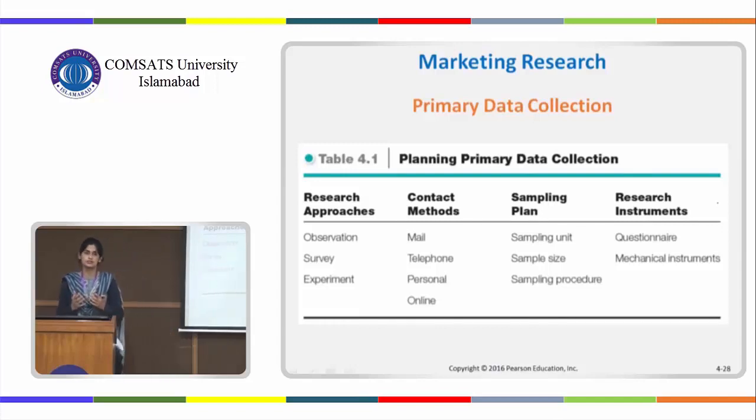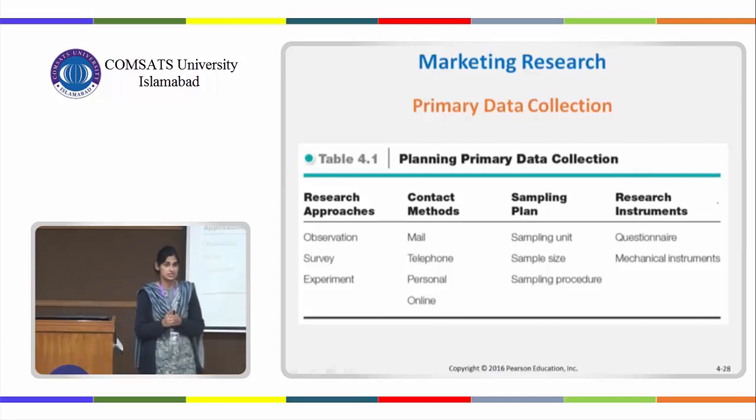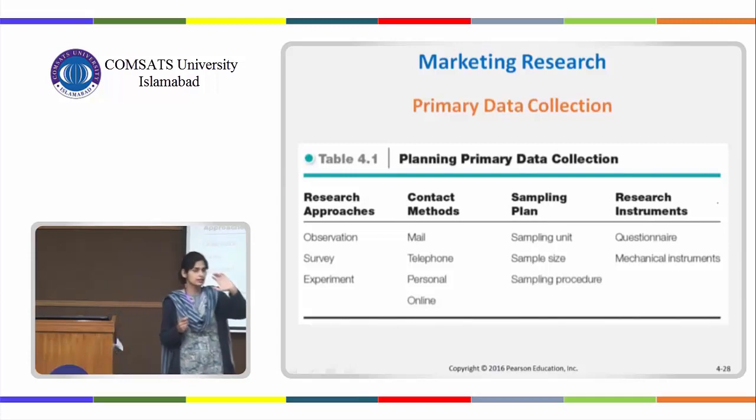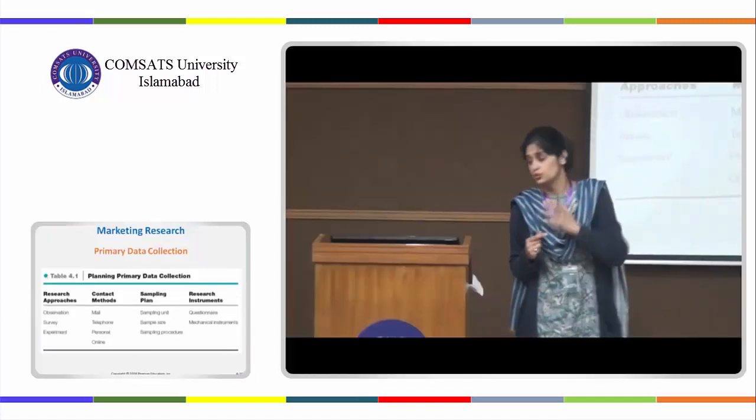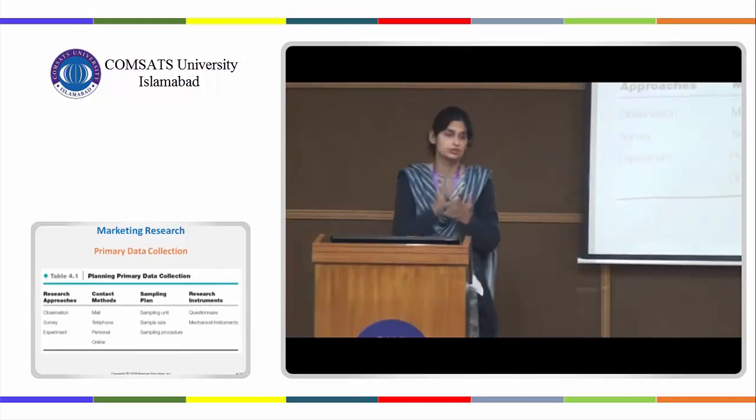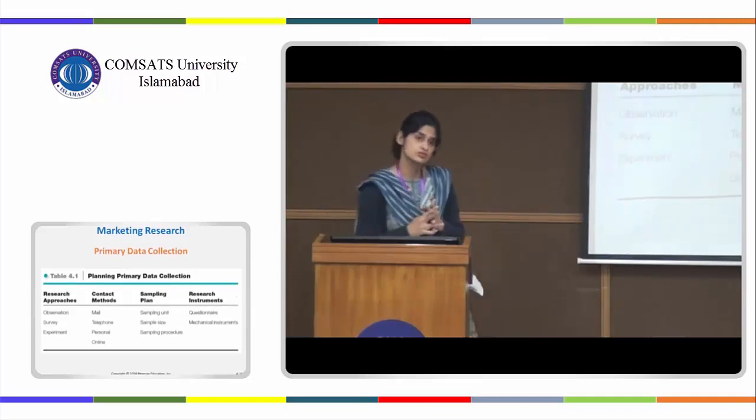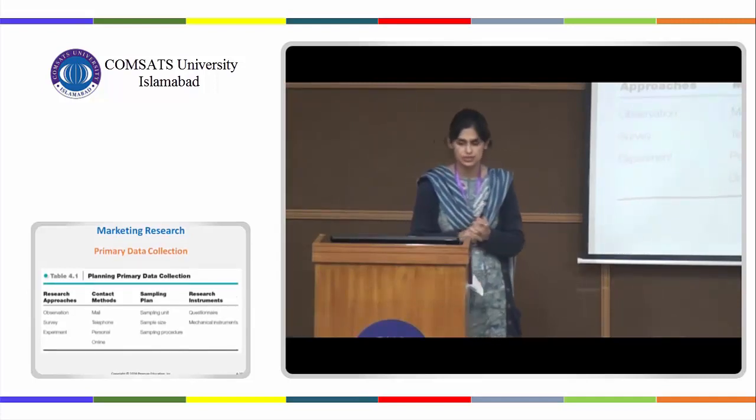So there are four things that are extremely important when you're planning for collecting primary data. The first one is research approach. What research approach would you take? So whether you would want to go for observation, you would want to go for survey, you would want to go for experiment. Then talk about contact methods. You need to collect the information, right? So how would you collect the information? Whether you would go by mail, whether you would collect it personally, whether you would send the questionnaire online. So there could be various methods by which you could collect the primary data.